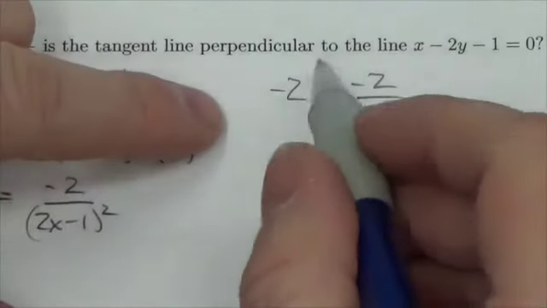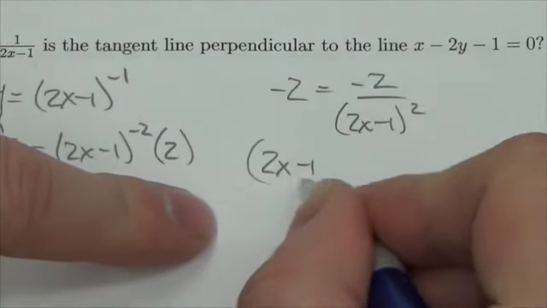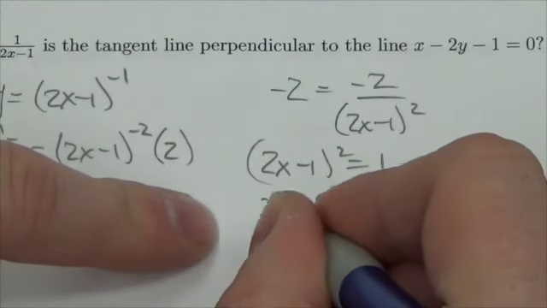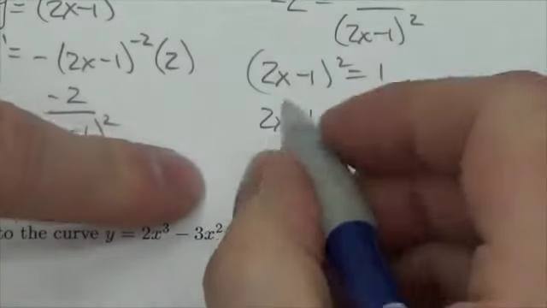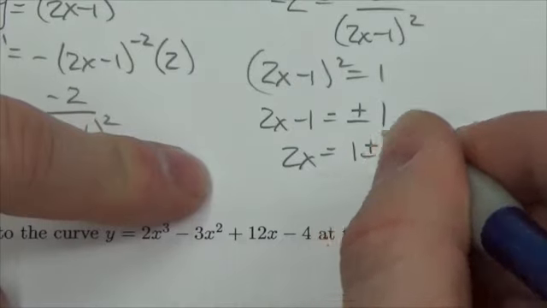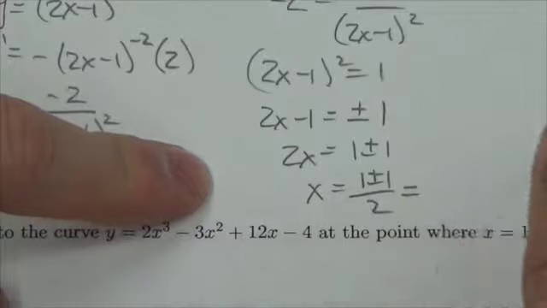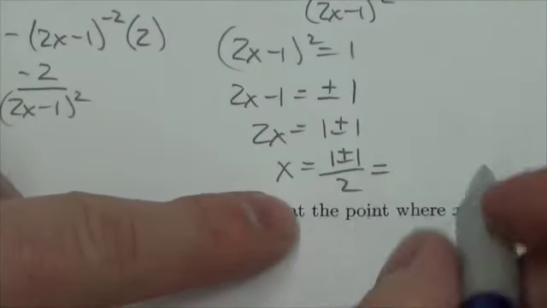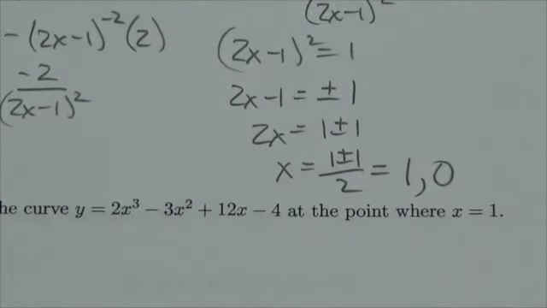And I can do this by dividing both sides by negative 2, multiplying that up here, but either way, I need 2x minus 1 squared to equal 1, which means I need 2x minus 1 to equal plus or minus 1, which is going to mean 2x is going to equal 1 plus or minus 1. x is going to equal 1 plus or minus 1 over 2. So the two solutions I'm going to get here, it's either going to be 1 plus 1 over 2, which is just going to be 1, or 1 minus 1 over 2, which would give me 0.